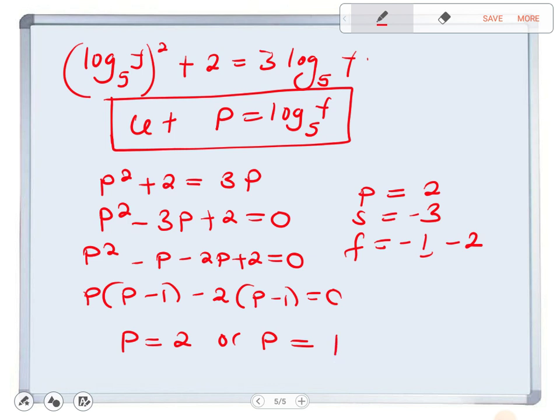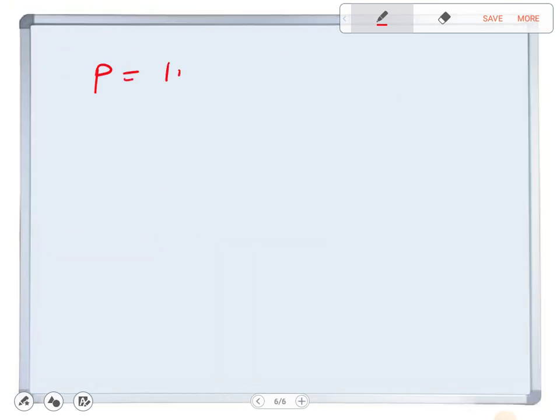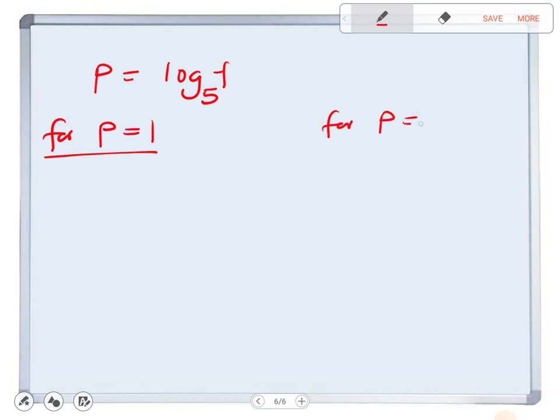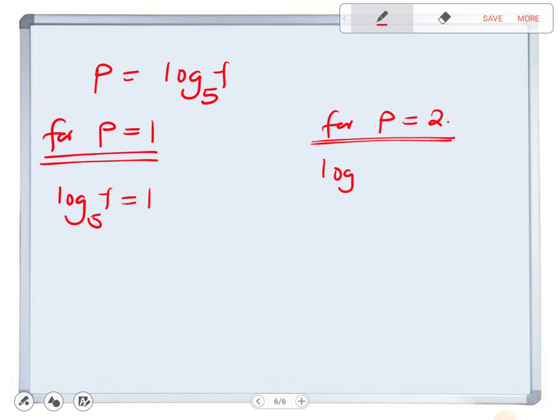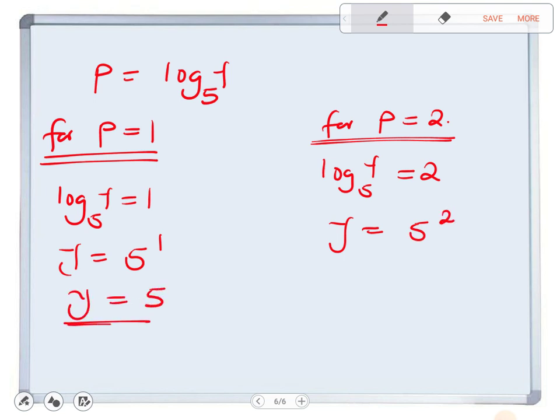Now we know what p is. We know that p was equal to log of y base what? 5. So for p equal to 1, and here let's say for p equal to 2, what do we end up having? So we have log y base 5 equal to 1, and here we have log y base 5 equal to 2. So here we end up having y is equal to 5 to the power 1, and y is equal to 5 to the power 2. So our y here is just 5 and our y here is just what? 25.